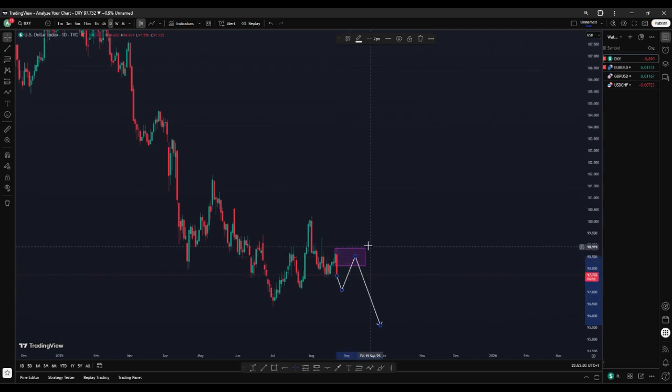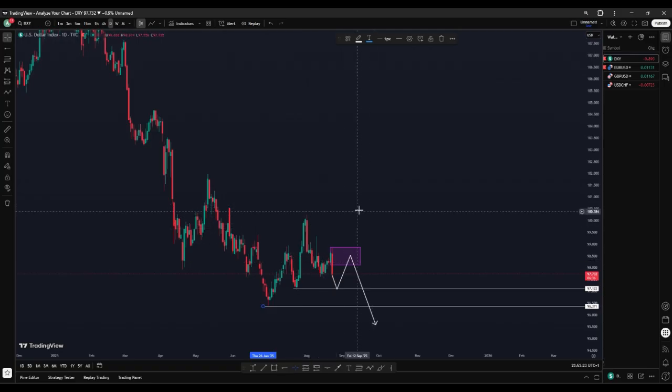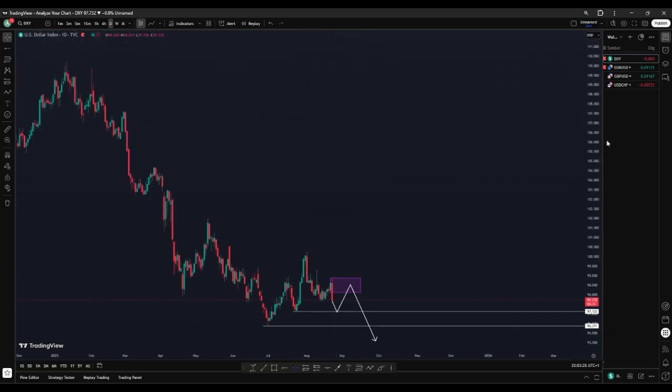And if that is what we're going to get, where are my targets for the trade? So probably I'll be targeting this. This will be my first target for the trade next week. And you also have another target here. Let me take my line tool and draw that out quickly. So we have another target here also. So that is my expectation for the dollar index for the coming week.